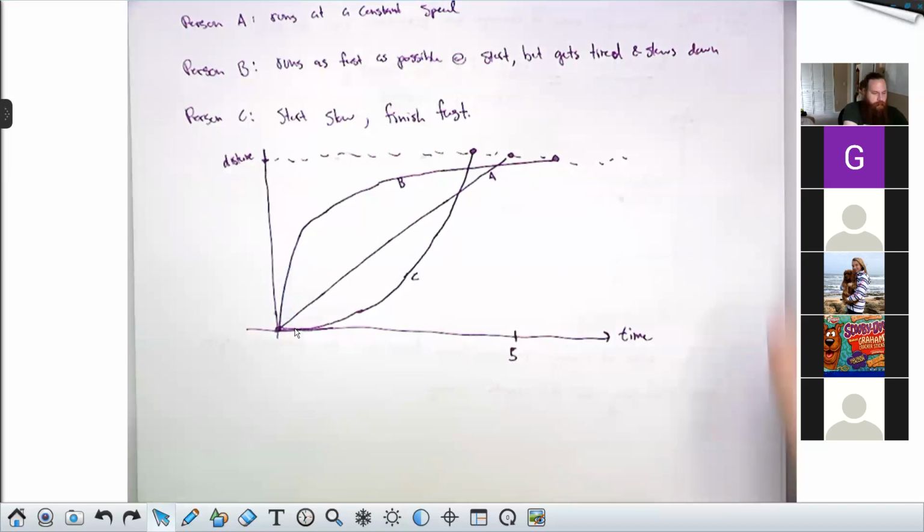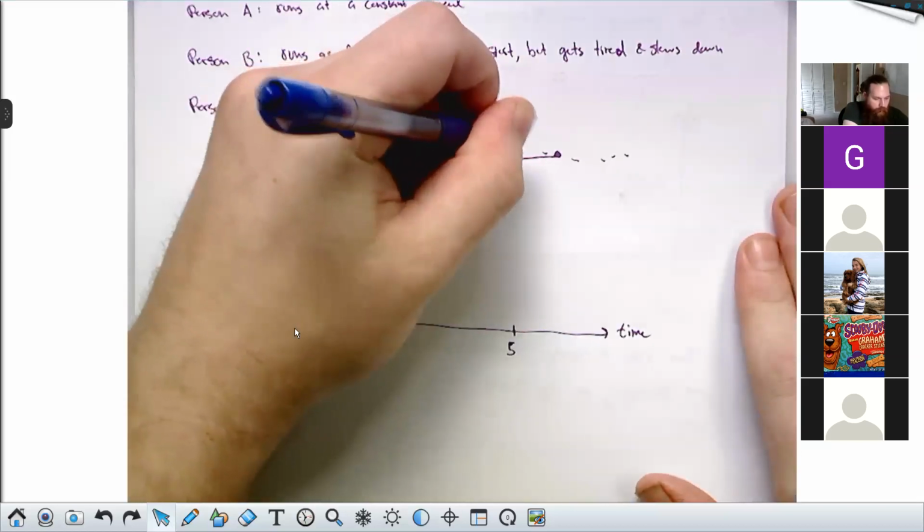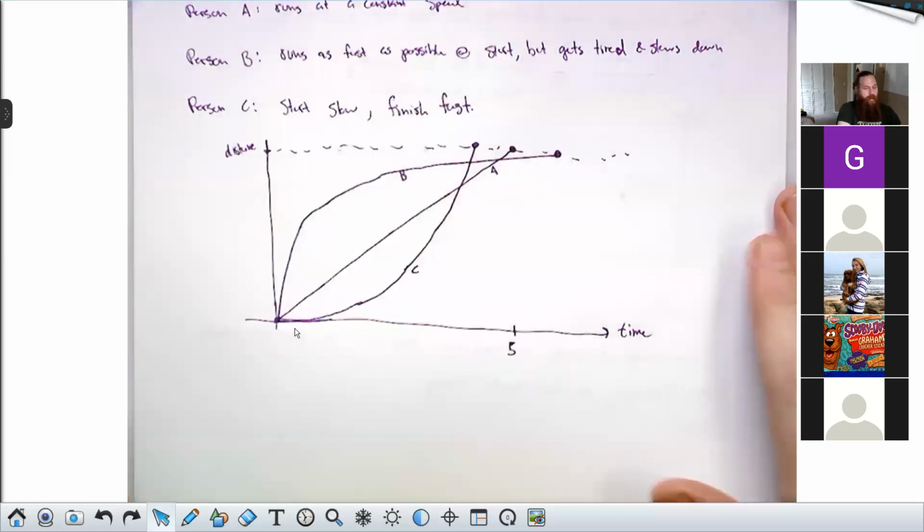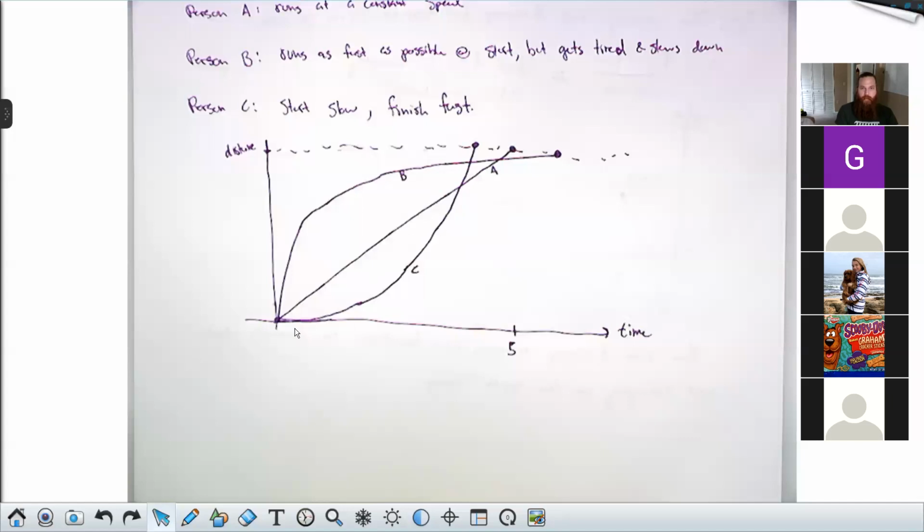So I'd like to ask a few questions here. Who won the race? A, B, or C? C won the race because they got to this distance, the finish line, at an earlier time than anybody else. B came in last. It took them the longest to get to the finish line, even though they started off going much, much faster. And person A landed right in the middle. They paced themselves.